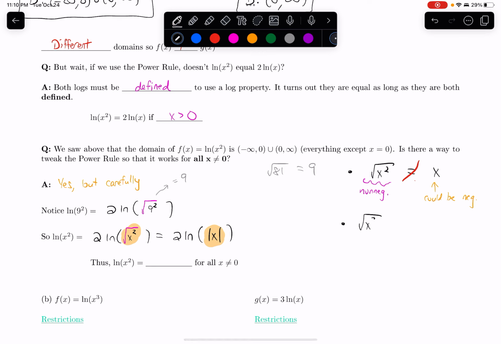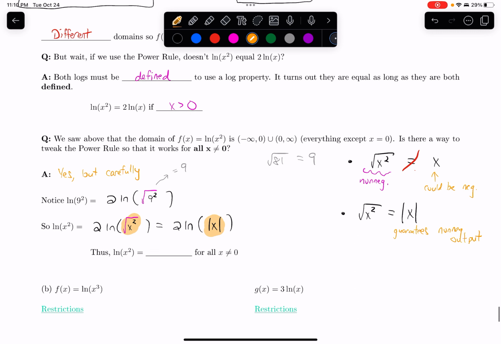The square root of x squared, well, I need an absolute value around the x. And now that guarantees a non-negative output. Okay, so the ln of x squared, what does it actually equal when I do the power rule in general? Well, it's 2, and then I get ln of, I'll put it in parentheses, absolute value of x.